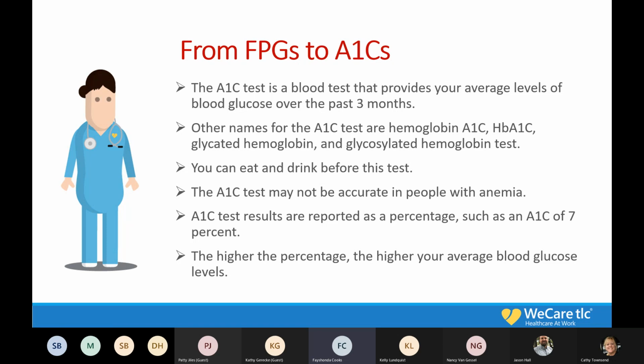The tests are reported as a percentage, such as 7%, 6.5%, etc. And the higher the percentage, the higher the average blood glucose levels. We don't want to see extremely high blood glucose levels or a high A1C. But with type 2 diabetes, which is the most prevalent, if you have a high A1C, there is a way to bring it down: medication sometimes, but in many people, just general lifestyle modification is helpful.